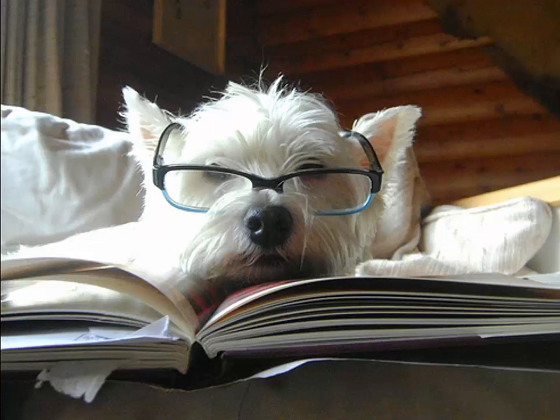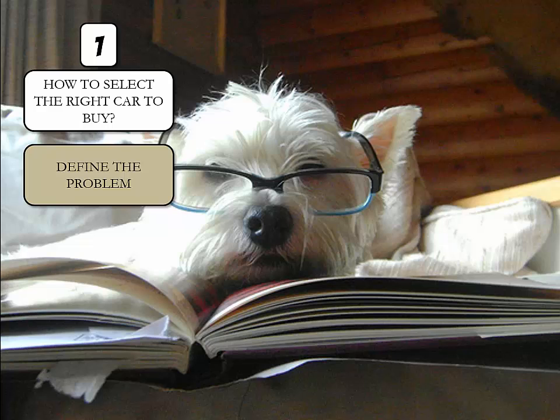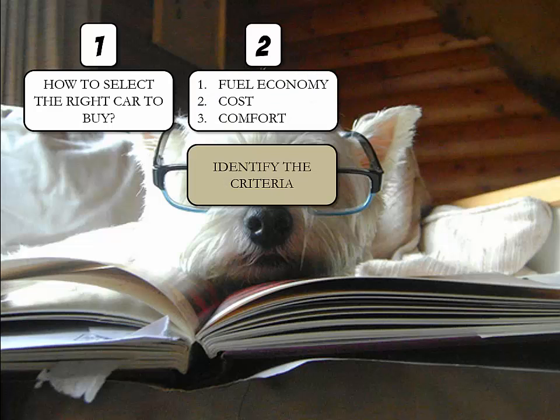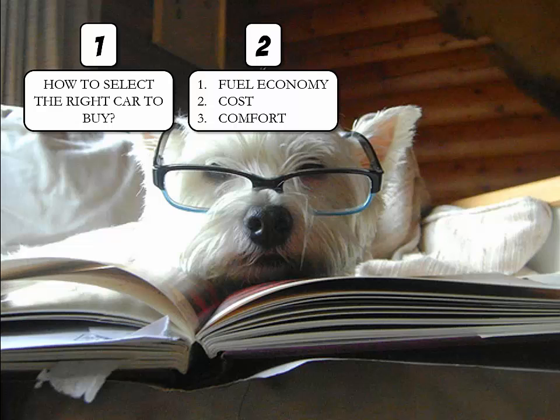Let's actually illustrate this. First, we have to define the problem. Let's say our problem is that we want to select a car to buy, a car that is right for us. In the second step, we would identify our criteria. Which criteria are most important to us when owning and using a car? Let's assume our criteria ranked from most important to least important are fuel economy, cost, and comfort.